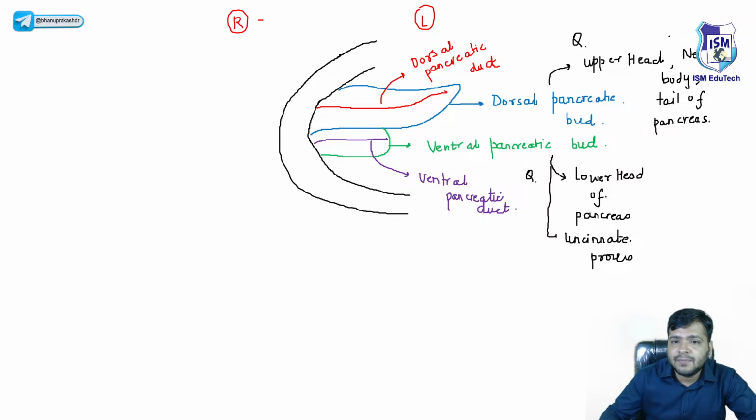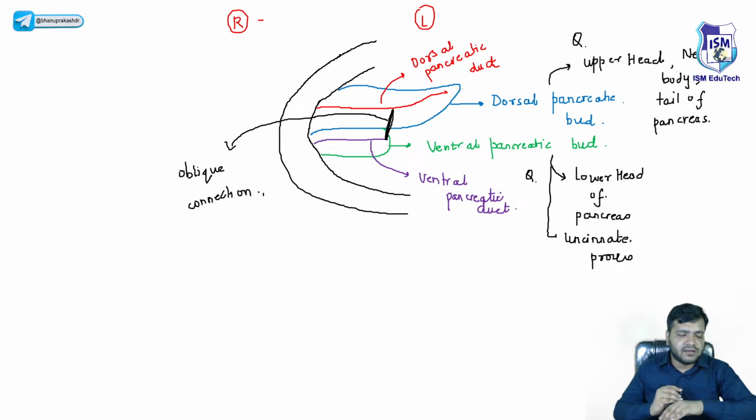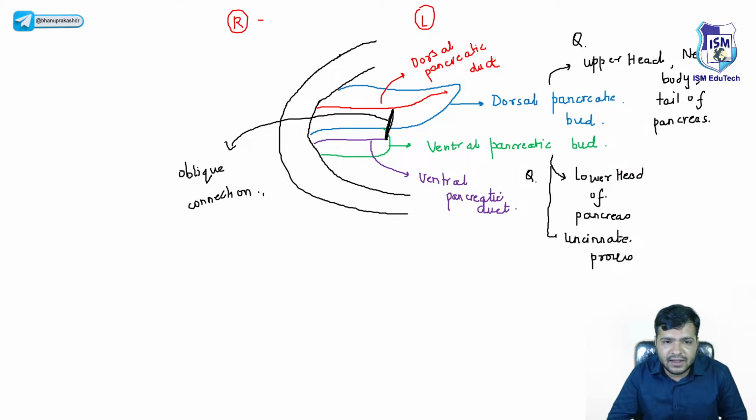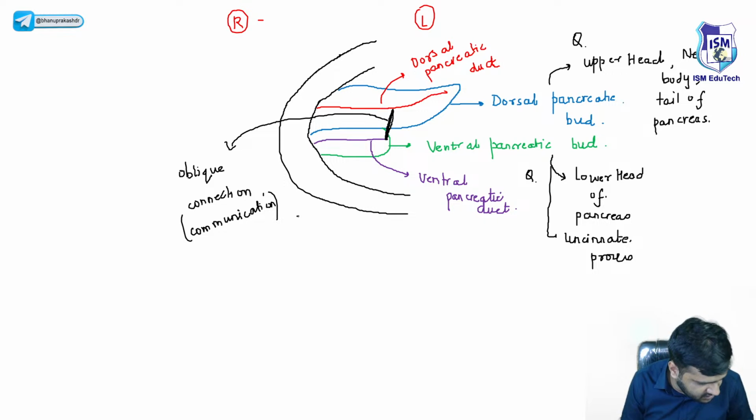Over the time, what will happen? There will be a connection of the ventral pancreatic duct to the dorsal pancreatic duct. There will be an oblique connection, guys, which I'm just drawing right now. An oblique connection, or oblique communication, between the ventral pancreatic duct and the dorsal pancreatic duct. एक oblique connection बनता है, ठीक है?